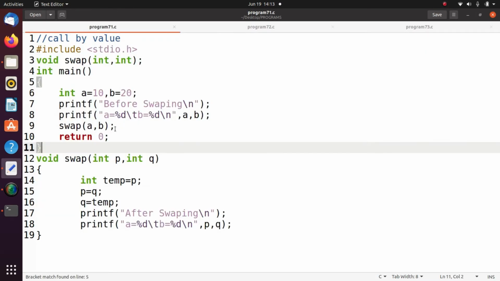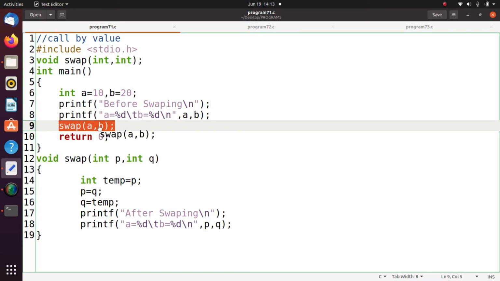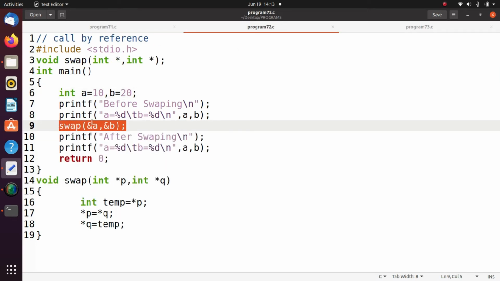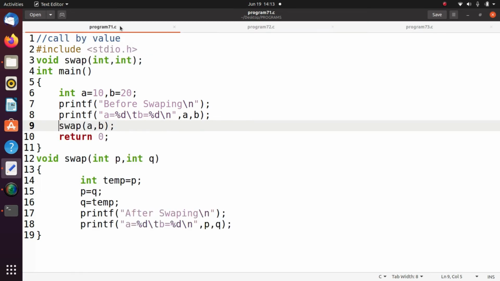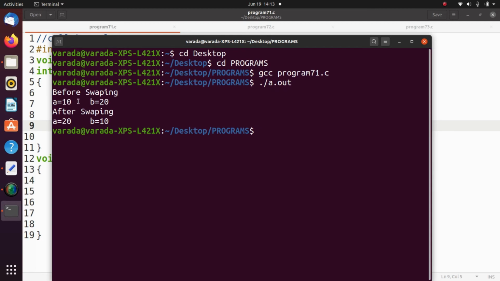In this, this is the function call swap. We call with the help of values only here, swap A comma B. In this, swap ampersand A comma ampersand B, that means here we are passing pointers to the function. We execute these two programs: gcc program71.c, then ./a.out. So before swapping, A equals 10, B equals 20; after swapping, A equals 20, B equals 10.